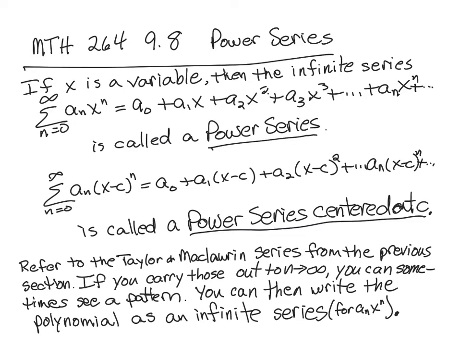Power series, 9.8. If x is a variable, now we're introducing variables into our series. If x is a variable, the infinite series where I have my a sub n, which is what I always had, times x or x minus c to the nth power, for x, is called a power series. And you just see as your counter changes, you get the next term, and those will be coefficients that are functions of n. And now x to the 0, x to the 1, x to the 2.